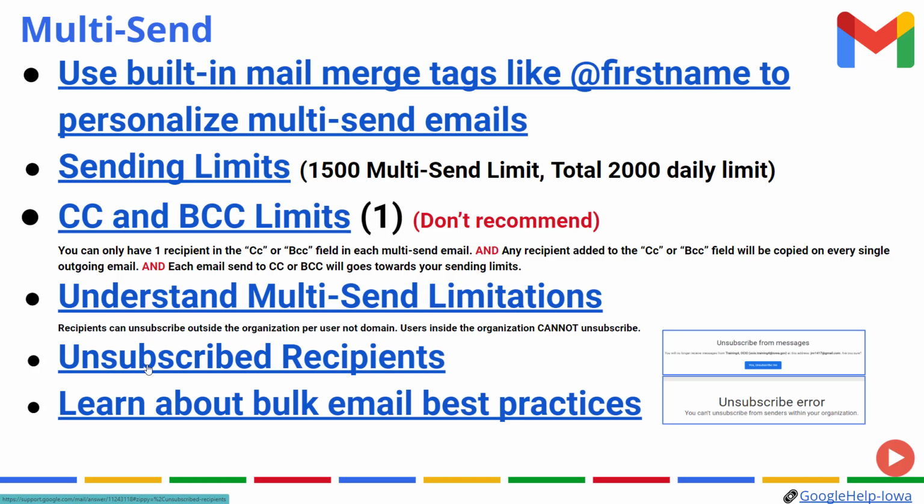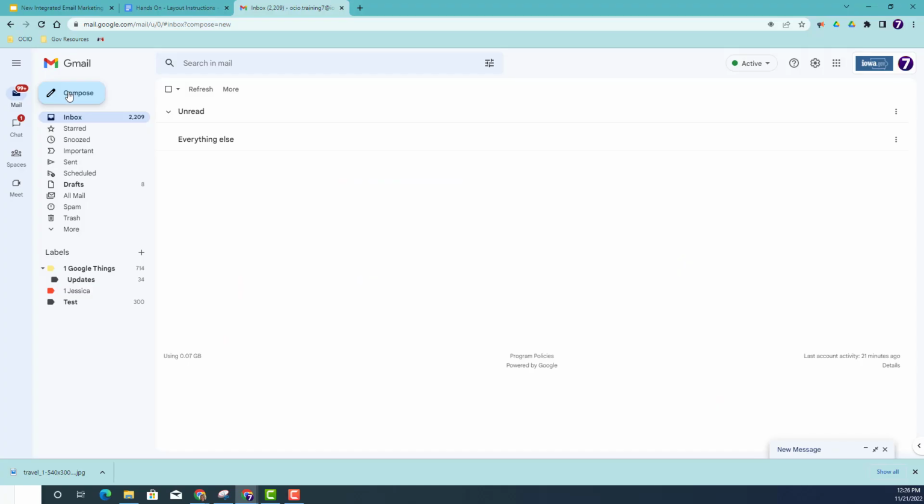So let's go ahead and go back to my Gmail and show you how multi-send works. Let's start by composing an email in the multi-send mode. First, go ahead and click Compose.